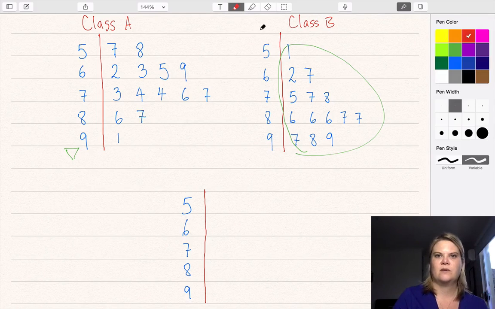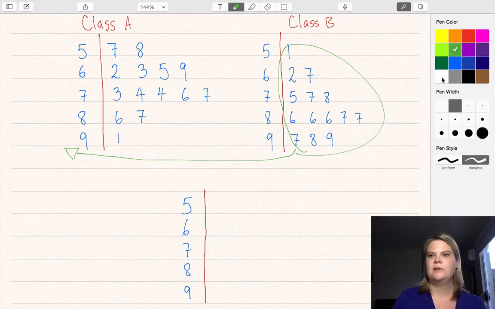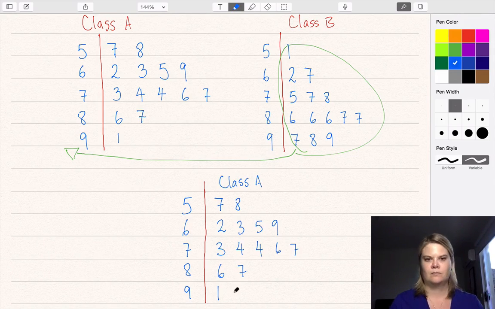Might just erase that green line and move it up a little bit. So on this side is going to be class A, which will just look exactly the same as this. So I'm going to copy this one straight down here. And then we have the right hand side of the back-to-back stem plot complete.